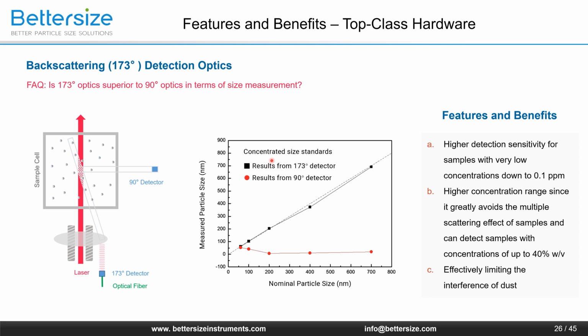For highly concentrated or turbid samples, the backscattering allows the detection point to be moved to the edge of the sample cell, which not only enables signal collection but also minimizes multiple light scattering. As shown in this figure, when measuring concentrated size standards, the results obtained from the 173-degree are in much better agreement with the nominal values, compared with the results from the 90-degree detector.